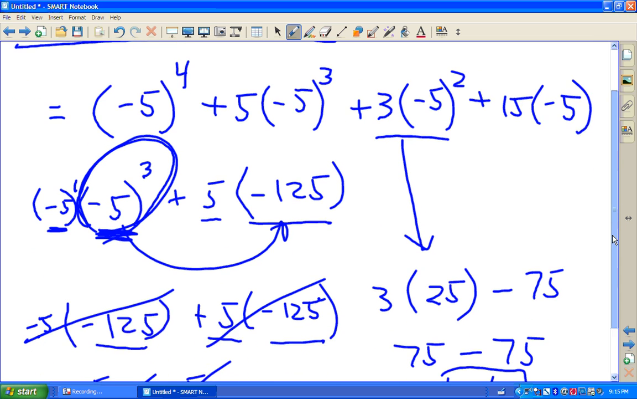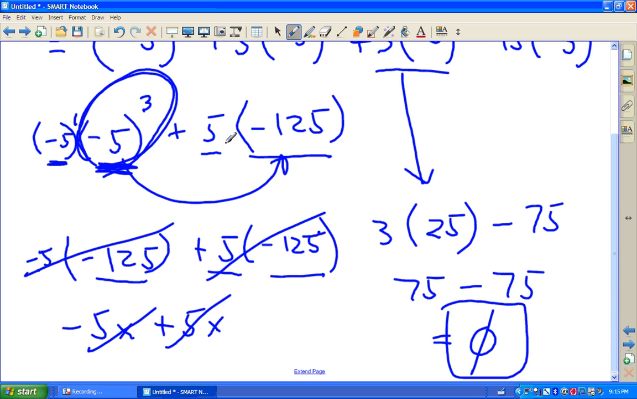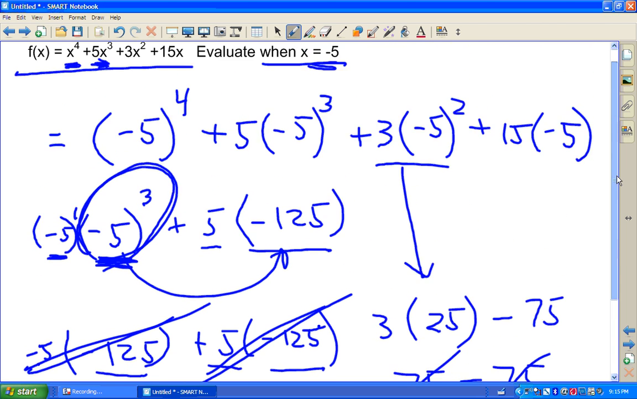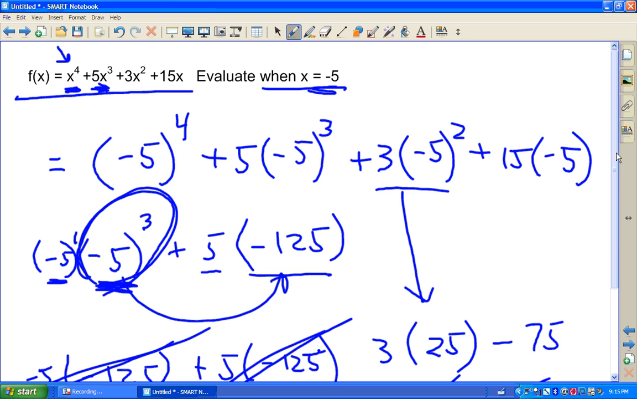Okay, go ahead and punch these things into your calculator if you didn't like the way I did this, but I can see -5 times -125 plus 5 times -125 would cancel these two. Now I got 75 minus 75. My end answer is going to be 0. I hope that is clear to you. Okay, there we go.